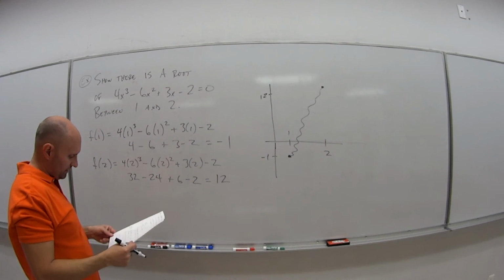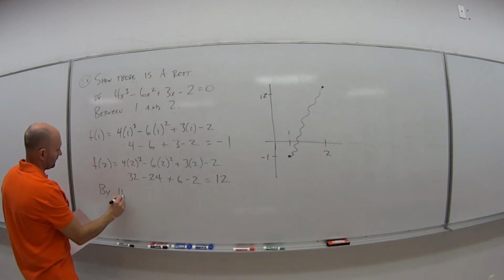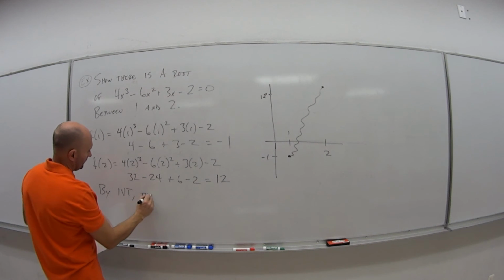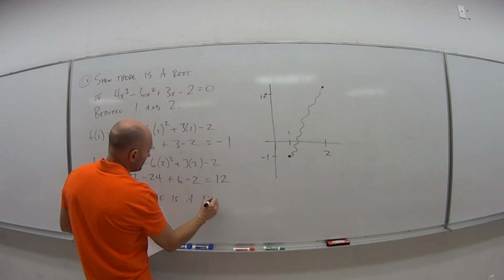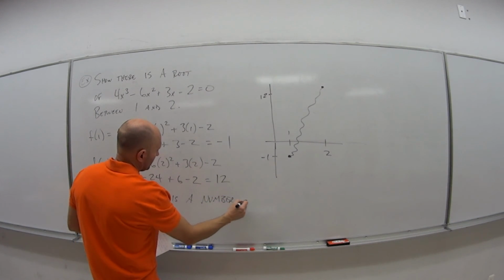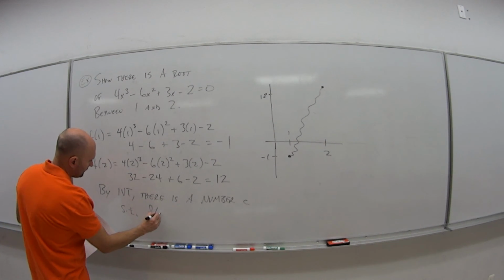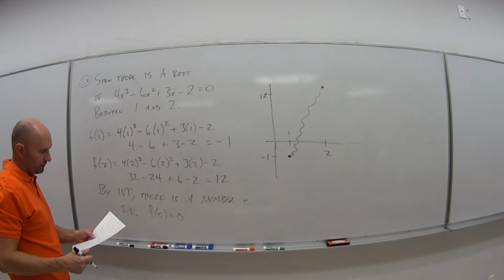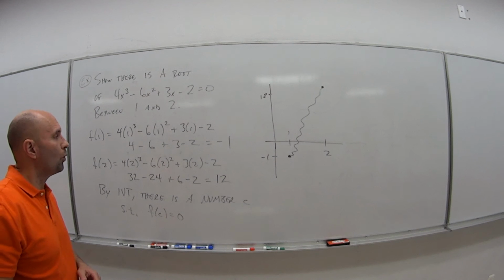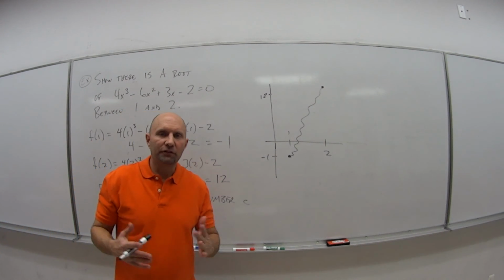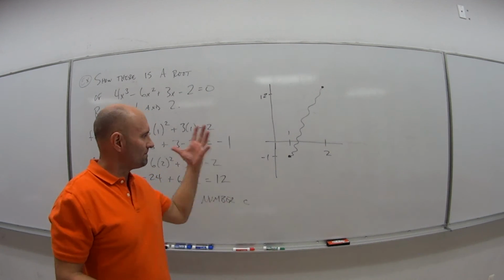So by the intermediate value theorem, there is a number c such that f of c is equal to 0, i.e. there is a root between 1 and 2. So that's it. Like I said, short, quick video: intermediate value theorem, how do we use it? This is how we use it.